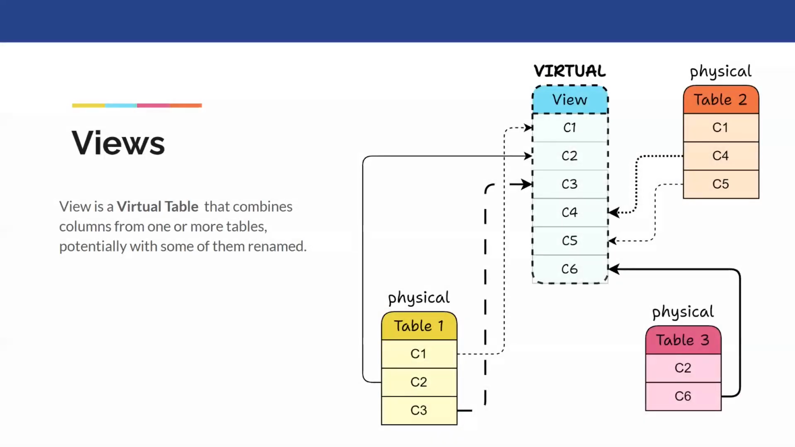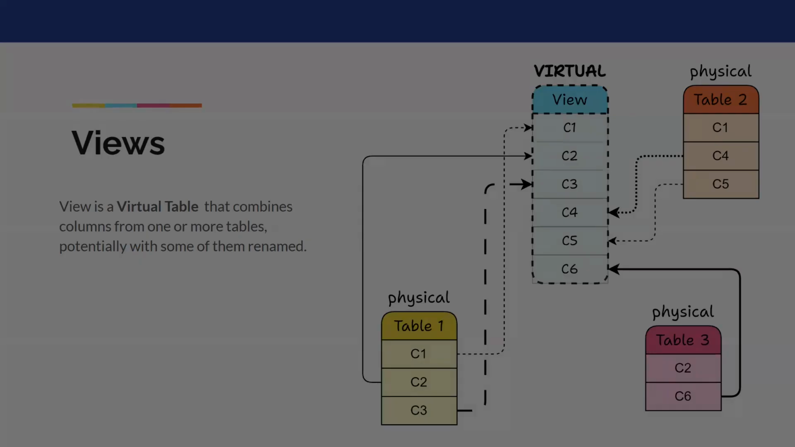A view is a virtual table that combines columns from one or more underlying physical tables, potentially with some of them renamed. It can be read from and written to just like a standard table. This leads to the next problem. How do applications specify which view should be used?